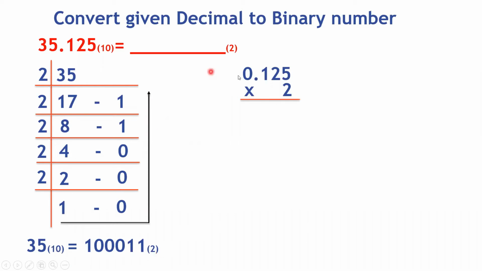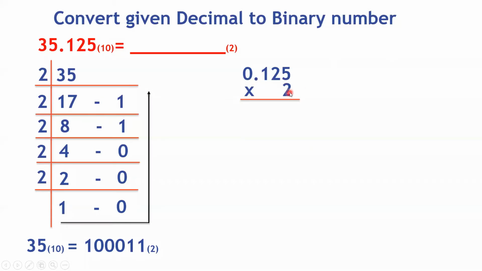Now let us take 0.125 and multiply it by 2. Means for the floating point, whatever is after the point, we should multiply it by 2, whereas for the integer, we have to divide it by 2. Now let us see.